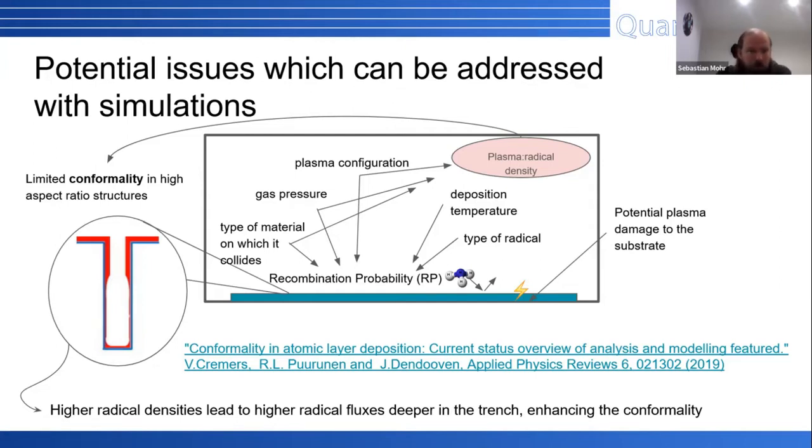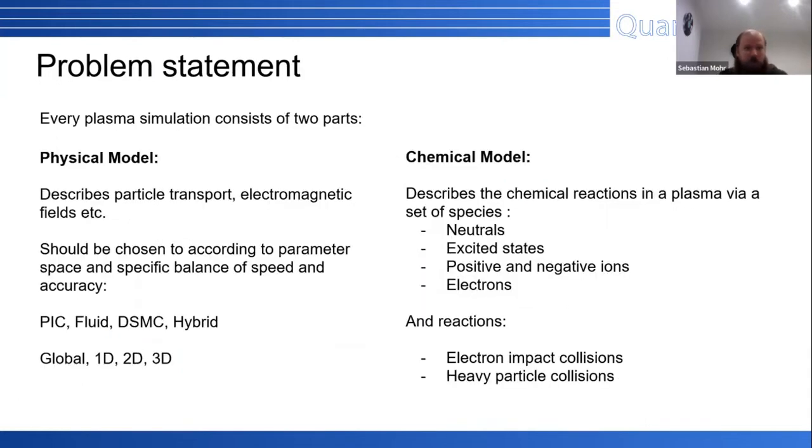And of course, when you want to do simulations, you need a robust setup. And usually these plasma simulations consist of two parts. There's the physical model, which essentially is the set of equations you solve to get your species densities, fluxes, and the electromagnetic fields. And there are several options available. You have, for example, the PIC simulations, which are quite accurate, but also take a long time and use a lot of computational power.